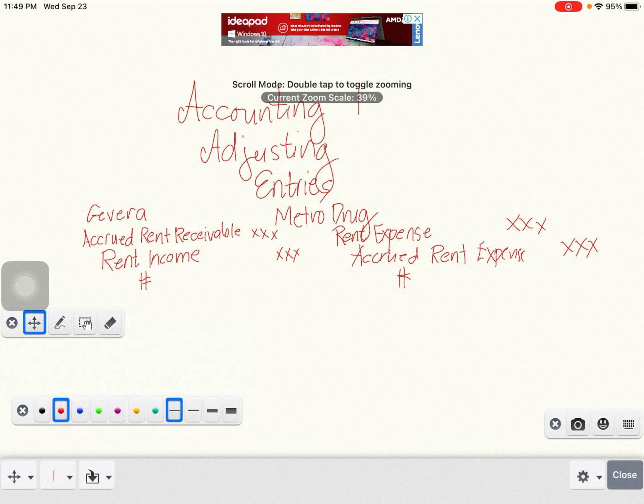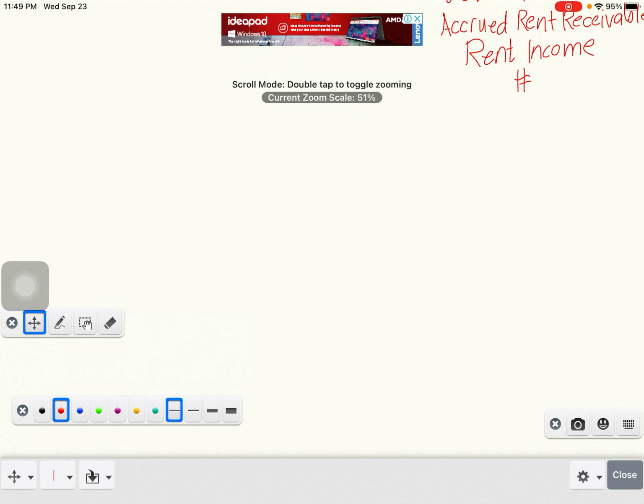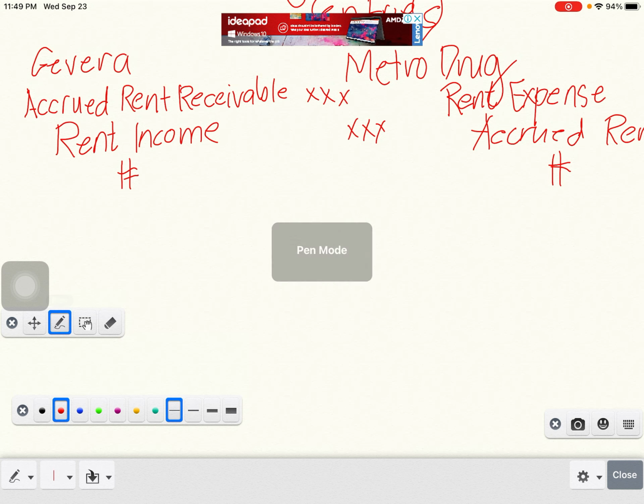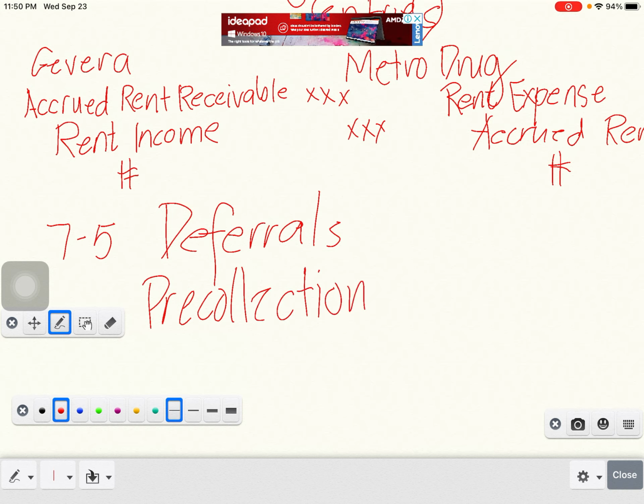So for 7-5, it talks about deferrals. So again, deferrals are of two kinds. We have pre-collection of income and prepayment of expense. So if we have pre-collection of income, we have two methods.